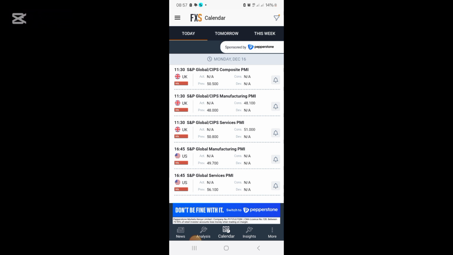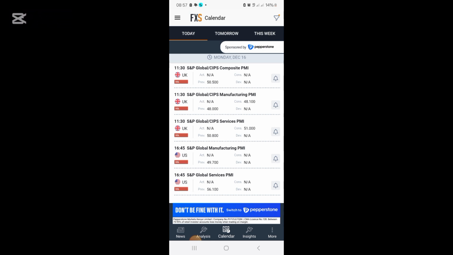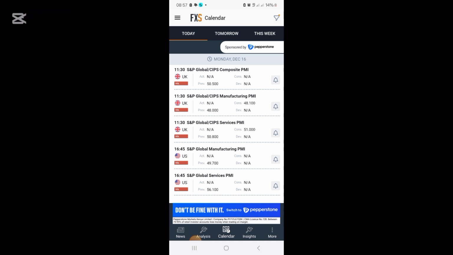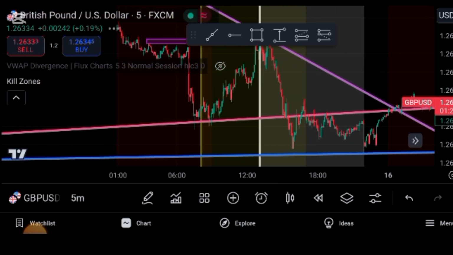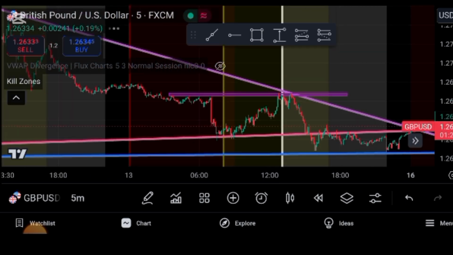So I'm using FXS for the calendar, which makes my life a lot simpler. So let's go into our charts and see what we can play. So we have to trade carefully, guys. Since we know there's news at 11:30, whatever trade that we're going to put in today, we need to trade really carefully. So we are now in GBPUSD on our 5-minute chart.